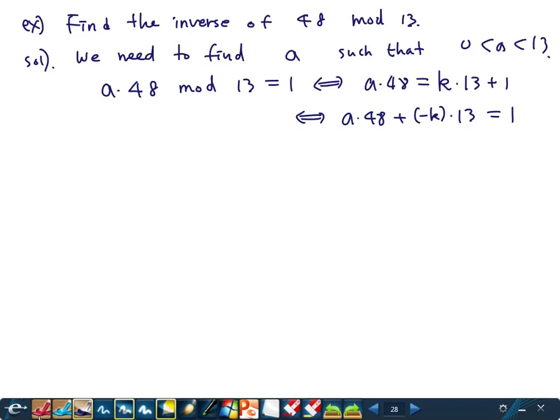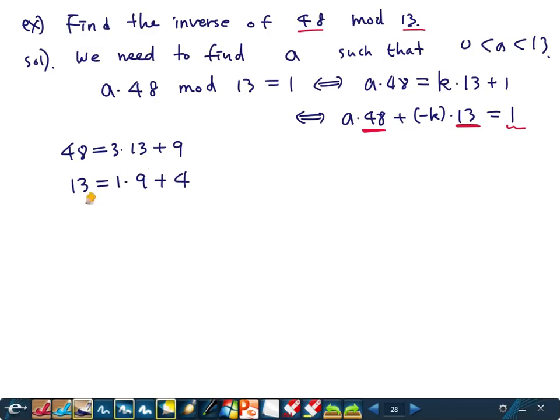But this is something that we already saw. This is the GCD of two numbers, right? We want to express the GCD as a multiple of 48 and 13. We did this before, so let me tell you how to do this. We want to find the GCD. So 48, we divide this by 13. 3 times 13 plus 9 is going to be this. Now we divide 13 by 9, so 1 times 9 plus 4.